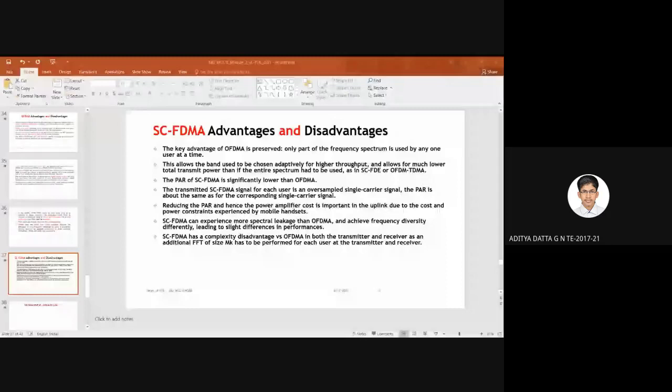Sir, the PAPR of SC-FDMA is lower than OFDMA. Very good. At least you have caught the right point. So the peak to average ratio of SC-FDMA is significantly lower than OFDMA. That is the greatest advantage of SC-FDMA. When the peak to average ratio is lower than OFDMA, the requirement of a costly amplifier is not there. That is why it is preferred for uplink, which is used in the mobile handset. Yes, anything else?